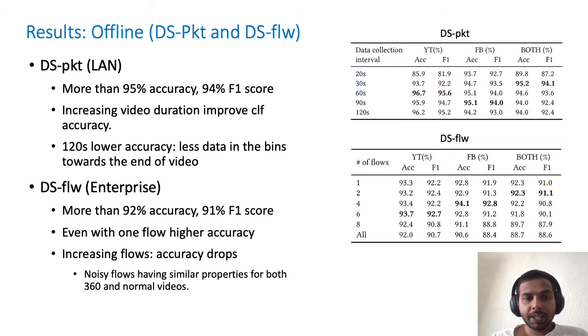When it comes to DS flow data at enterprise level, we could achieve more than 92% accuracy and 91% F1 score for all three traffic types. Even with one flow, we could see more than 91% accuracy for each category. We see a slight drop when we increase the number of flows, because for the flows which have a low number of bytes downloaded, we see similar properties for both 360 and normal videos.